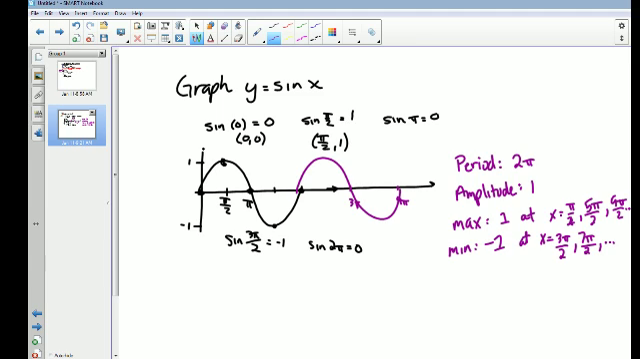What's the domain? Recycling these algebra concepts so they stick. All real numbers, right? What's the range? -1 to 1, right? That's the only possible value. So this is basically it. One you'll be asked to do.